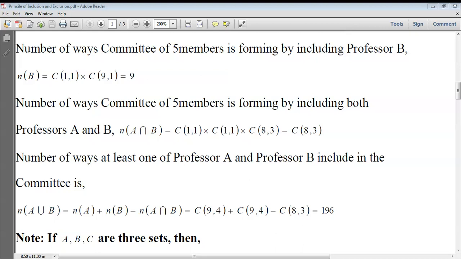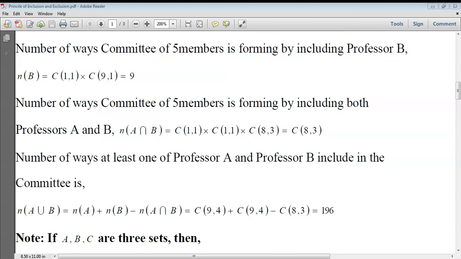Now the number of possible ways so that at least one professor is included in the committee is 9C4 plus 9C4 minus 8C3. Okay, so the first 9C4 is including only Professor A in the committee, and the second 9C4 is including only Professor B in the committee, and 8C3 is including both Professor A and Professor B in the committee. Okay, so the answer is 196. So in 196 ways, you can form a committee of five members by including at least Professor A or Professor B.